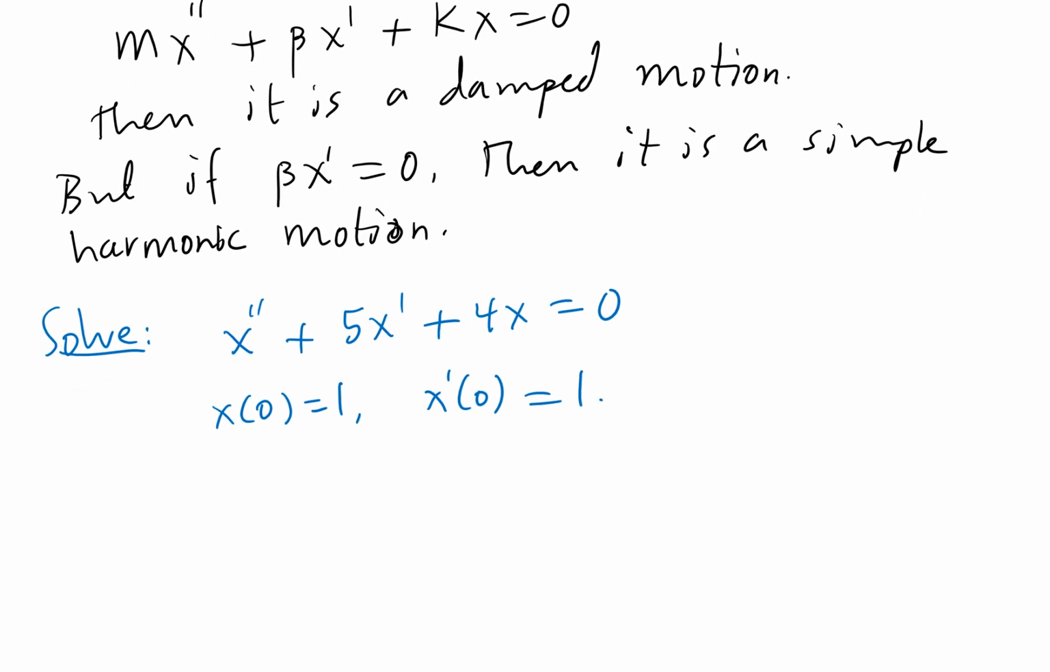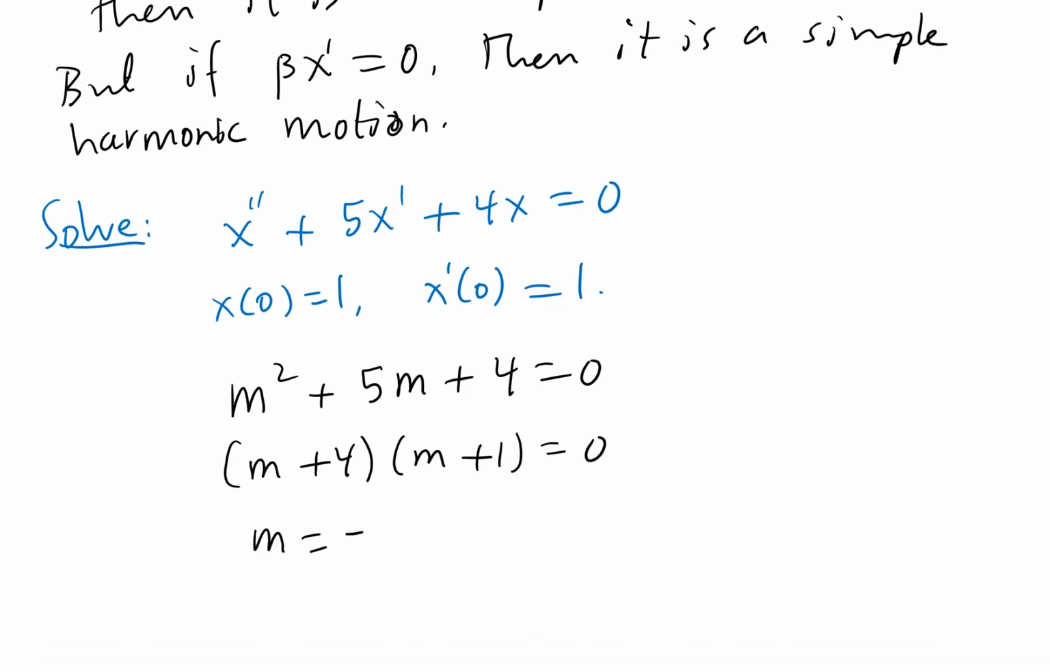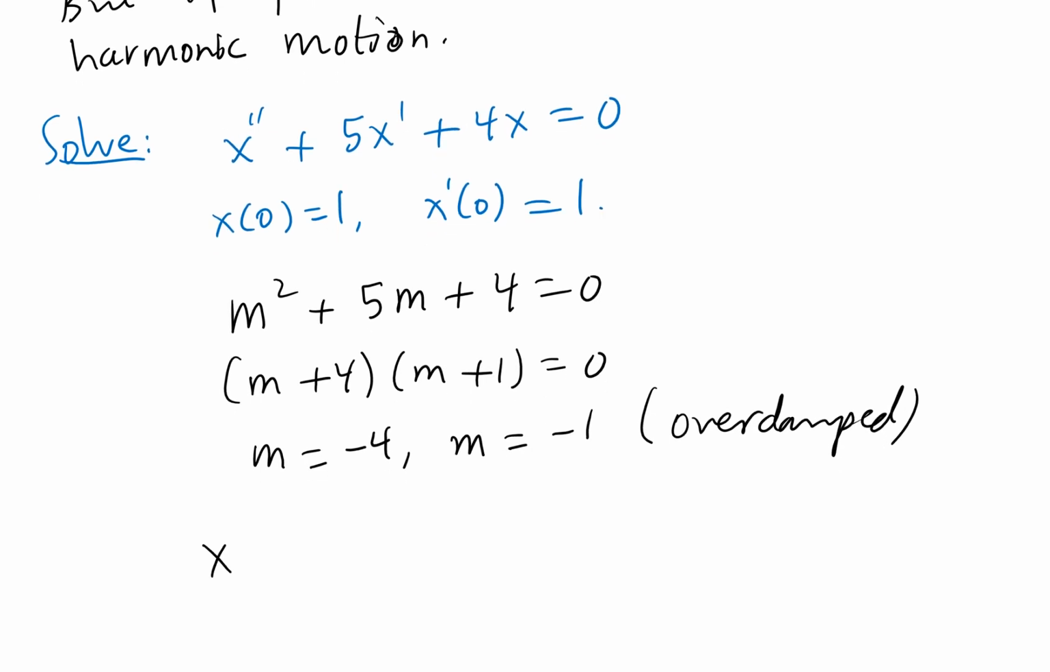To start solving such an equation, we find the characteristic equation, which is m squared plus 5m plus 4 equals 0. Easy to factor: (m plus 4)(m plus 1) equals 0. That gives us m equals -4 or m equals -1. So that's the first case, the overdamped case. To find the solution, you look back at the formula: C1 e^(m1 t) plus C2 e^(m2 t), here C1 e^(-4t) plus C2 e^(-t).